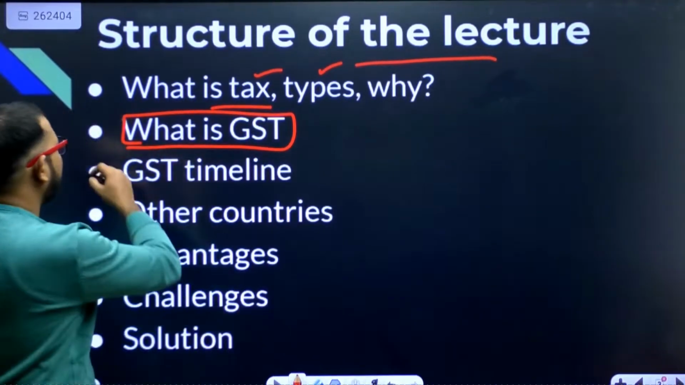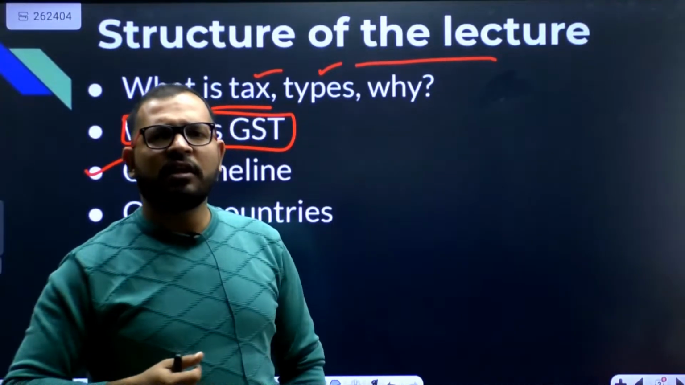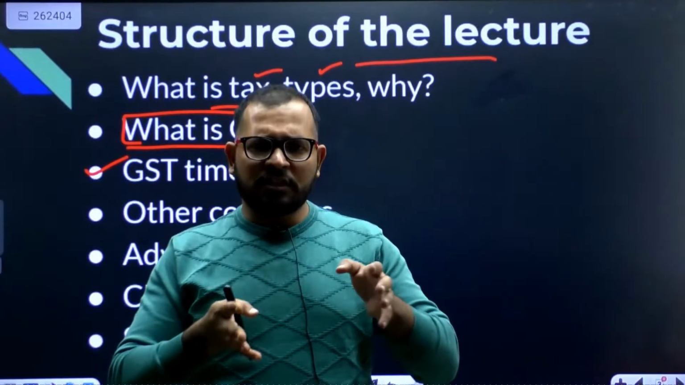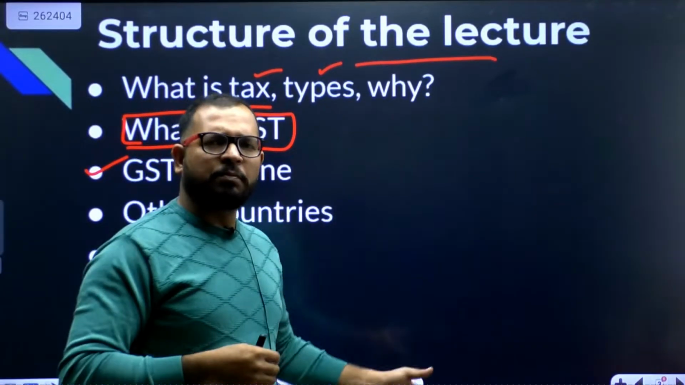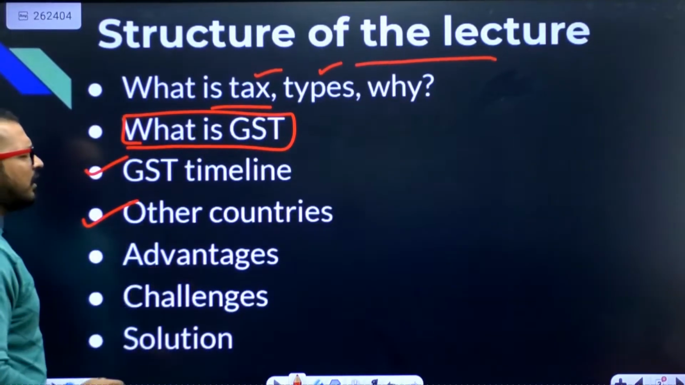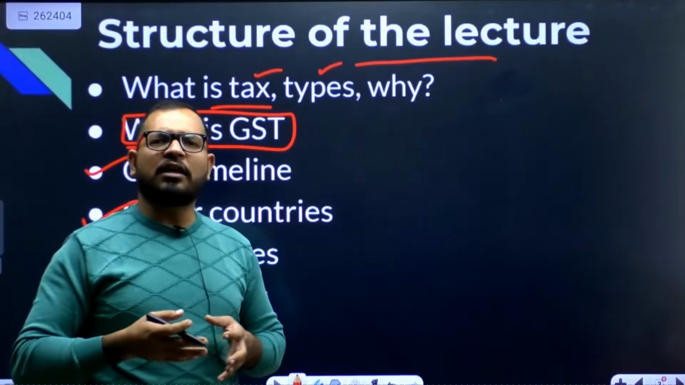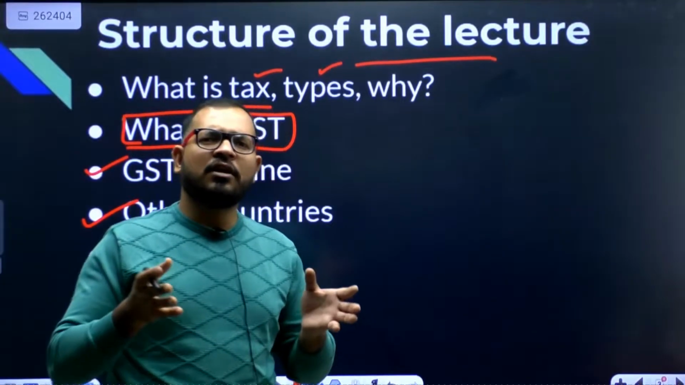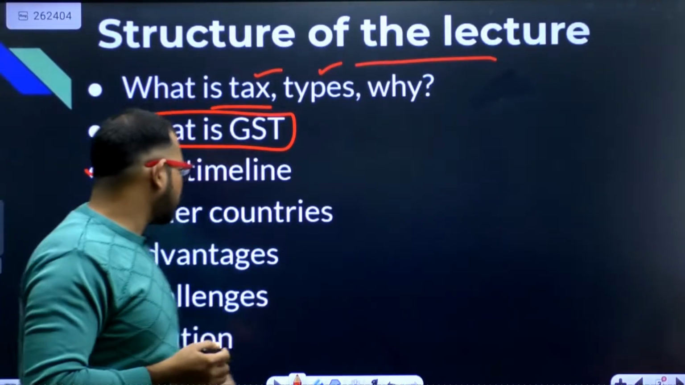Then we will be understanding the GST timeline. It is not like GST came as an event. Rather, GST was a process which started back in the 2000s. So now here we are with the GST. What about the other countries? What are the tax structures in other countries, particularly France and Australia, which are huge countries, and how are they following the tax structure?